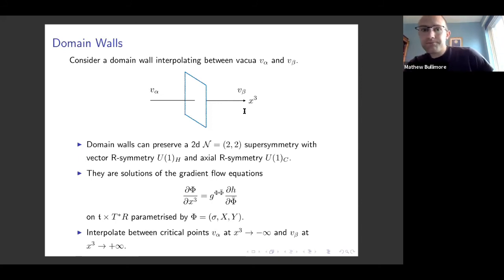And the idea is going to be that if the tension of such a domain wall goes to zero, then that indicates that you can pass from one vacuum to the other without costing yourself any energy. And that indicates that a moduli space is opening up.